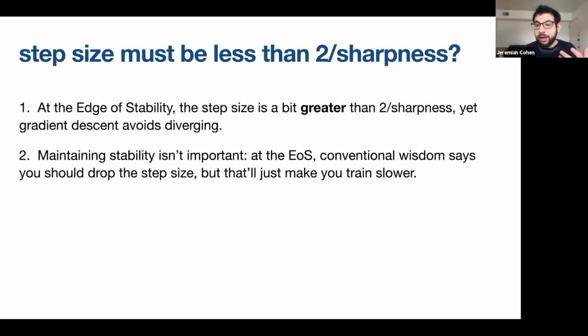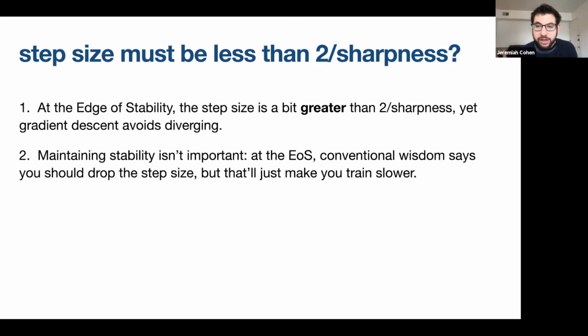I don't have the plots here, but I think I might have them in a later slide. That algorithm is basically stable, so the train loss decreases monotonically, but it's bad. It trains slower than the edge of stability learning rates that give you non-monotonic train loss.